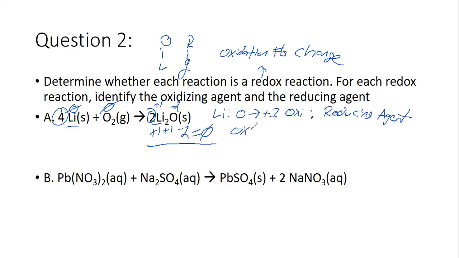For oxygen, we went from zero to minus two. I'm just looking at each side of the arrow here while I'm saying that. We became more negative, so we gained electrons if you're becoming more negative. So we were reduced. RIG, reduction is gain of electrons. If we're reduced, we're the oxidizing agent.